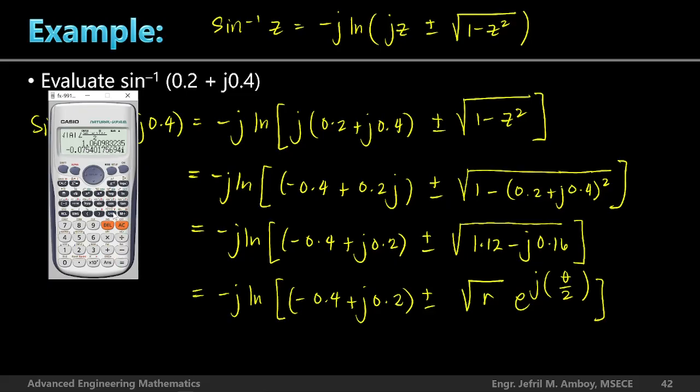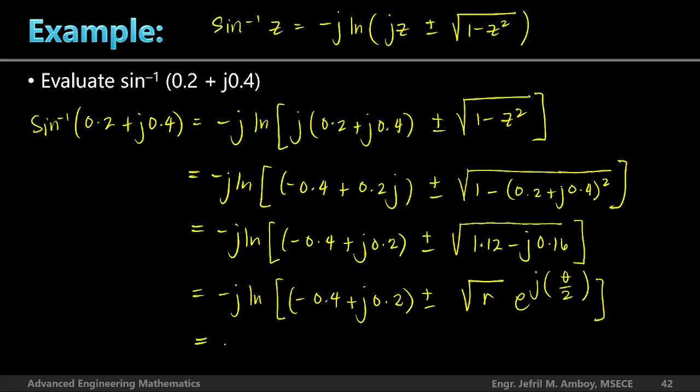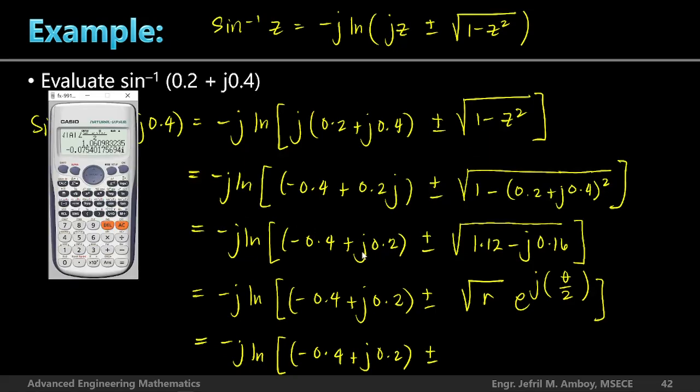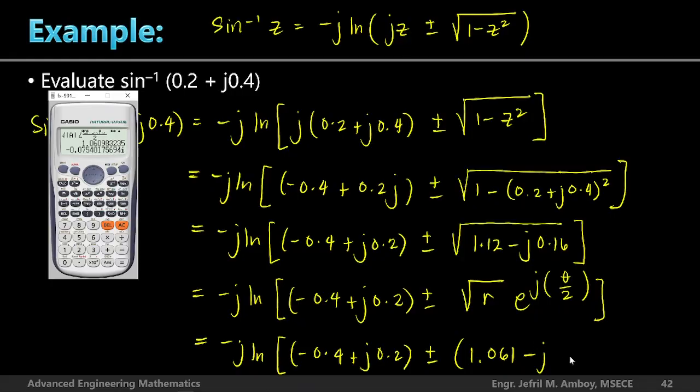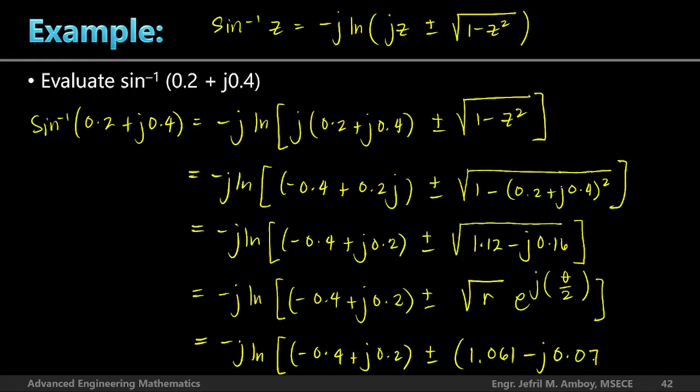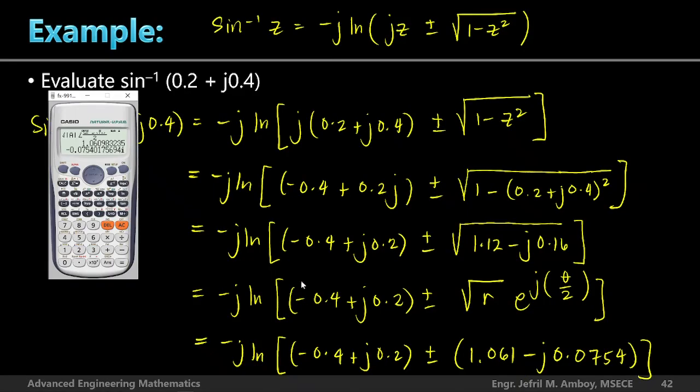Okay? Eto siya ngayon. Kopyahin ko lang ha. We have negative j, ln of negative 0.4 plus j 0.2 plus minus, ito na yung sagot ngayon, 1.061 minus j 0.0754. Okay. So, kinakailangan muna natin itong i-evaluate bago natin siya kuhanan ng ln. At dahil itong sagot na ito ay gagamitin natin, i-save natin yan ha. Shift, store, lagay natin sa B.